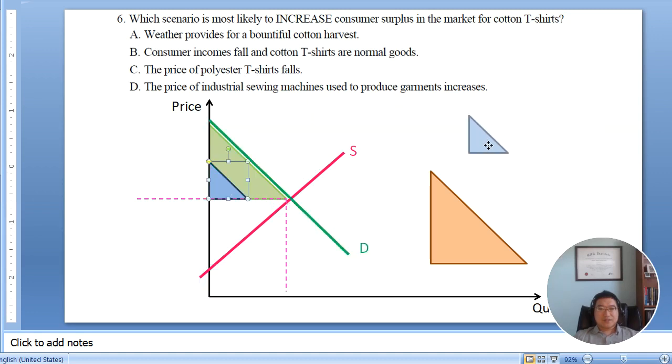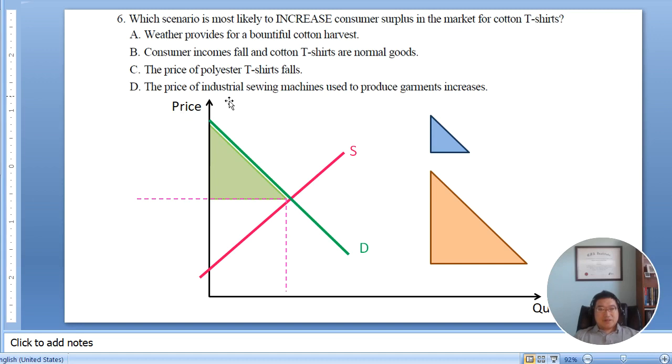We can ask about, rather than saying a bountiful harvest, right? We say the harvest is not good. Some weather damage to the cotton crop, but the price of polyester t-shirts increases. Okay, that will kind of switch the answer nicely.